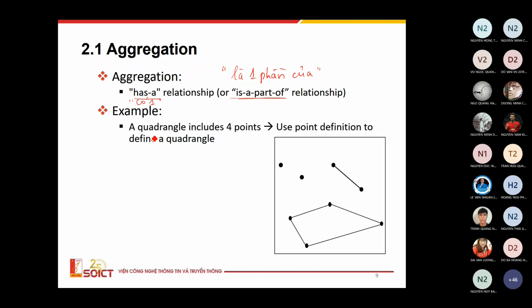For example, you have here a quadrangle. Okay, the quadrangle, một cái tứ giác. A quadrangle can include 4 points. So if you already know the definition of the point, you can create the definition for the quadrangle. Okay. For example, I know already 4 points, so I can make a quadrangle.